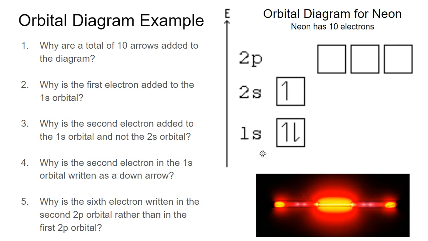Okay, number 5, why is the 6th electron written in the second 2p orbital rather than the first 2p orbital? Okay, so this is 1, 2, 3, 4, 5, 6. The question is referring to the electron right here. And that is connected to Hund's rule, which says that when there are multiple orbitals and multiple electrons, electrons will tend to spread out, occupying their own orbital before pairing up.